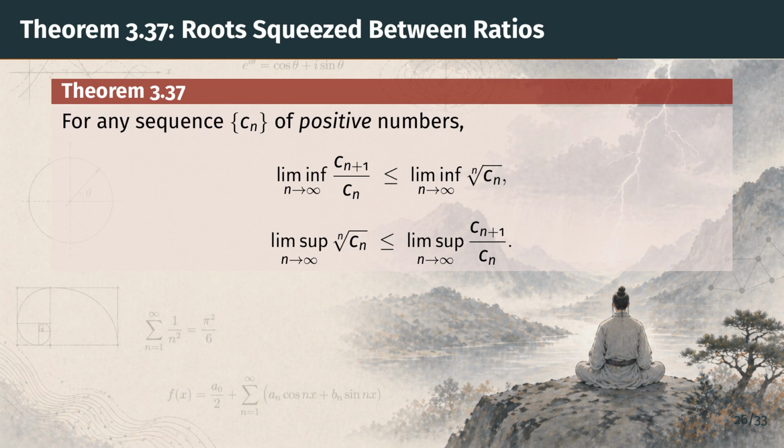Here is the theorem behind the remark. For any sequence of positive numbers c sub n, 2 inequalities hold. The lower limit of the ratios is at most the lower limit of the nth roots, and the upper limit of the nth roots is at most the upper limit of the ratios. In words, the root quantities are always squeezed between the ratio quantities. Let's see this as a picture before proving it.